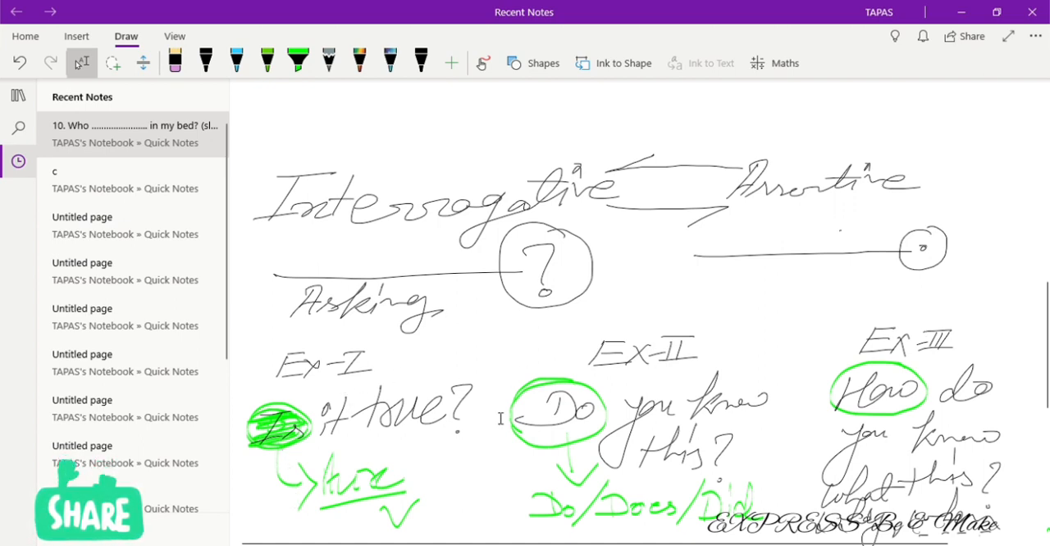Example number 1, "Is it true?", starting with "is", is an example of an auxiliary verb. Example number 2, "Do you know this?", starts with "do". And example number 3 is a sentence starting with the question word "how". Some other question words you know very well: what, why, when. So friends, now we are going to start the main class. Hope this part is very clear to you.